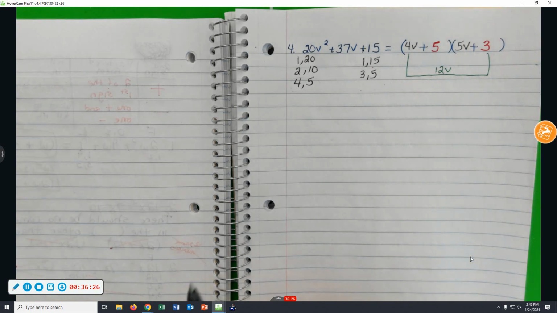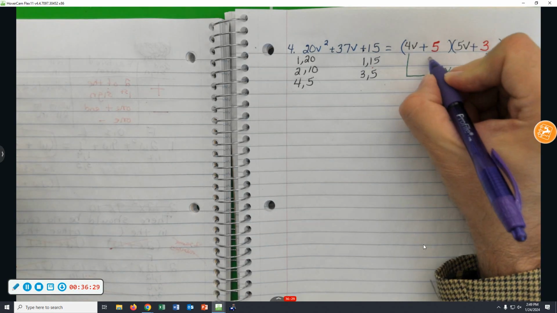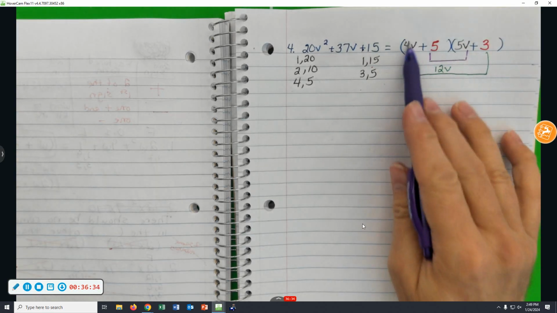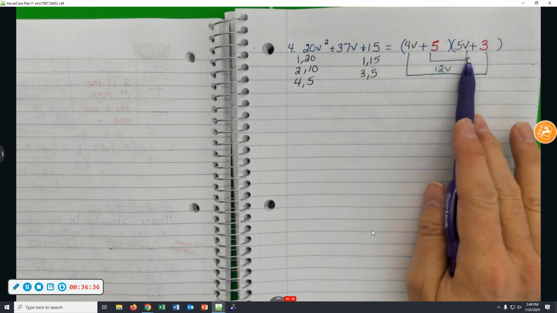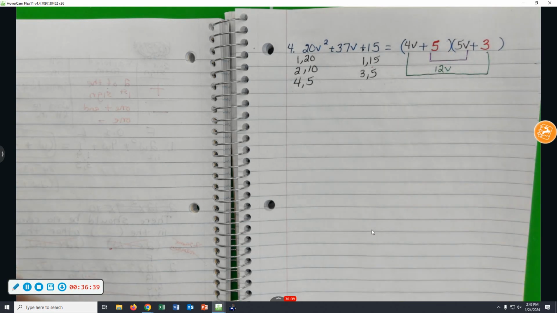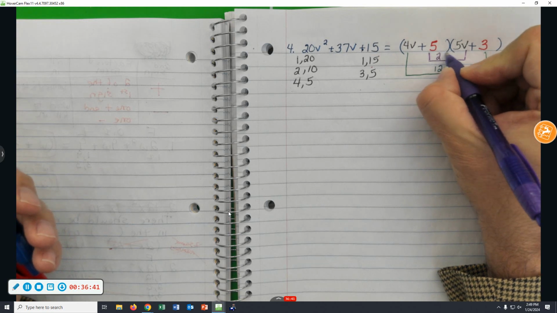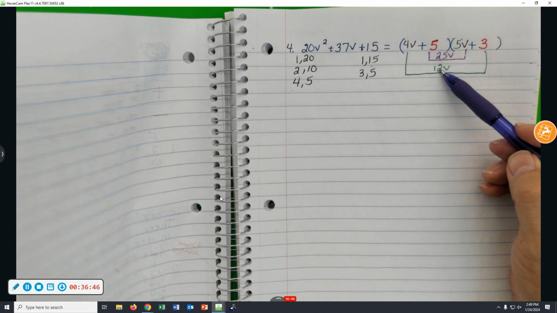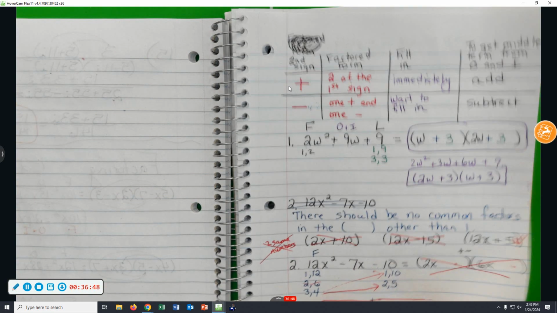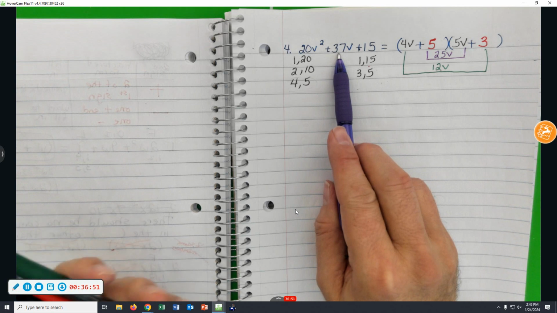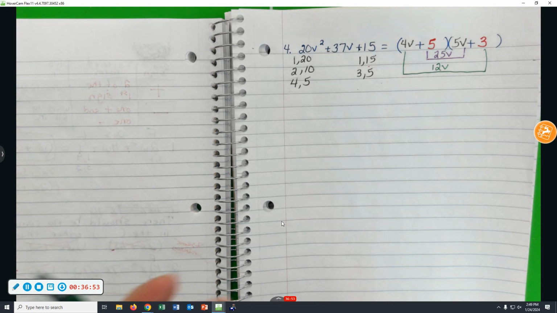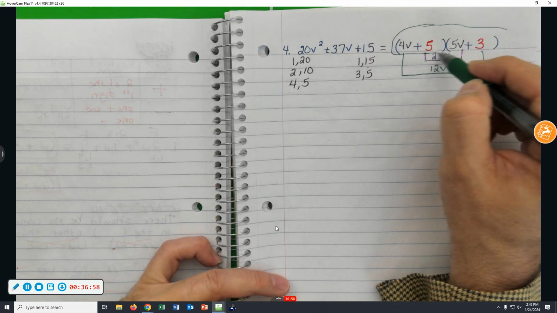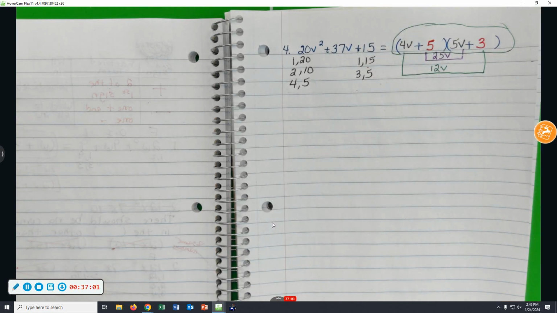Then I'm going to make another little mark here for the inner. I've already done the outer. Now the inner, 5 times 5v, that's a 25v. So these two numbers add together to give that middle number. I've done it. I've made it work out. 4v plus 5 times 5v plus 3.